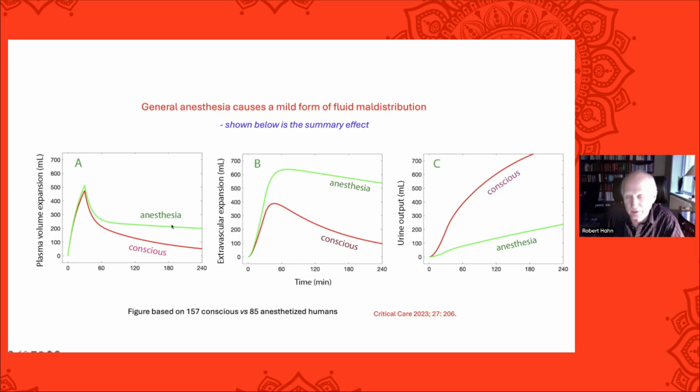But most of the fluid overload ends up in the interstitium here, because it has more difficulty communicating with the plasma under anesthesia. So here the fluid going back from the interstitium to the plasma works very well. Here it works very poorly and is retarded, and that's why that curve is pressed upwards.